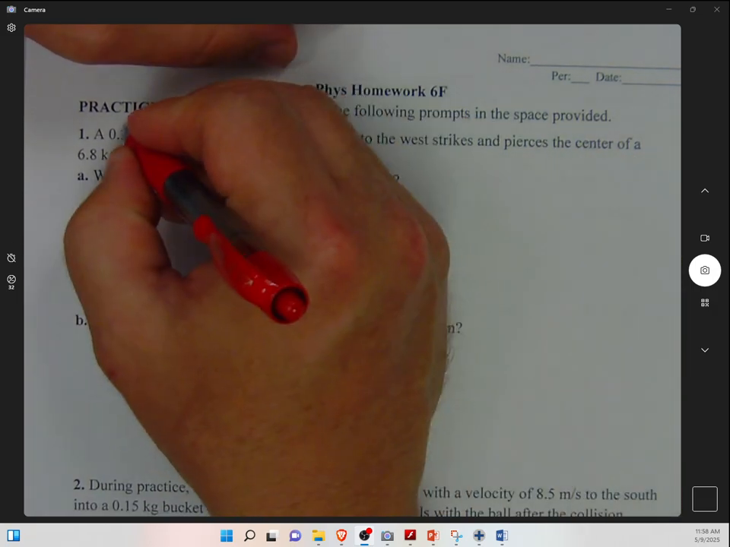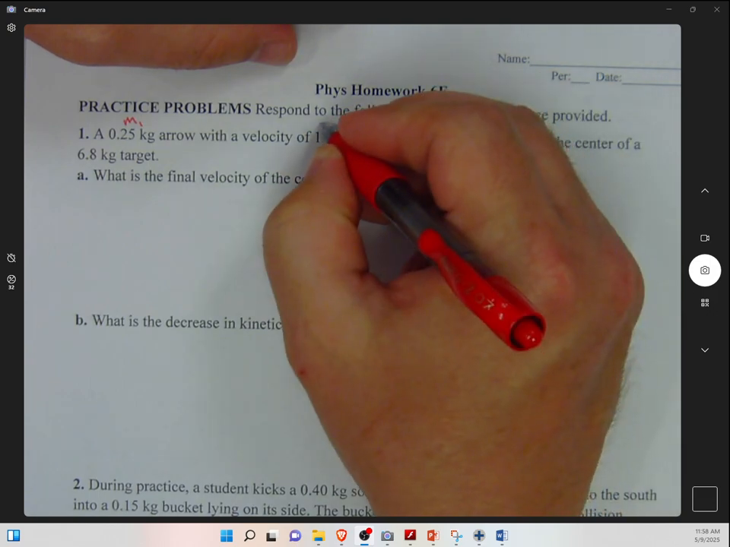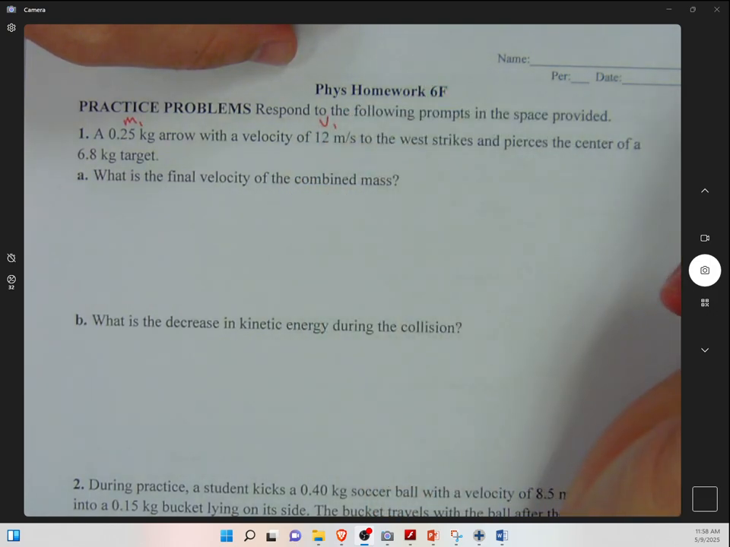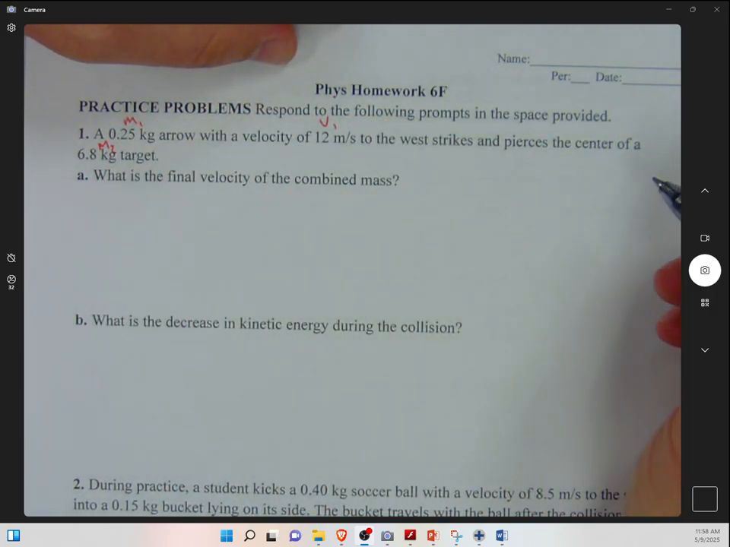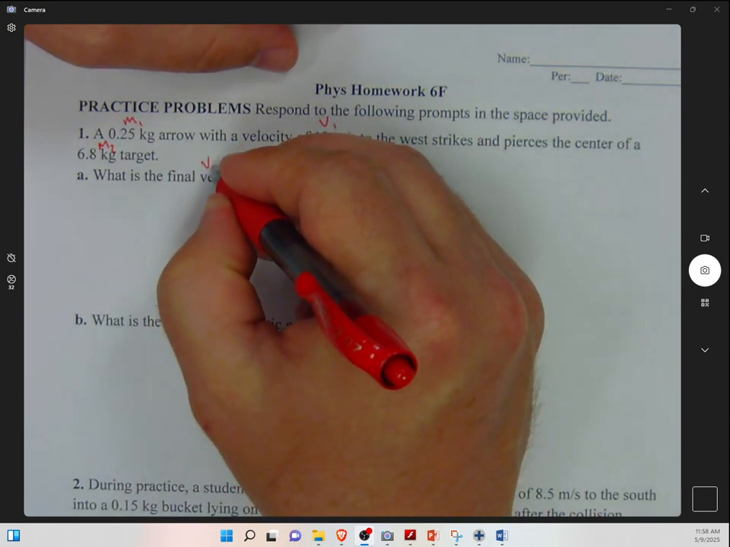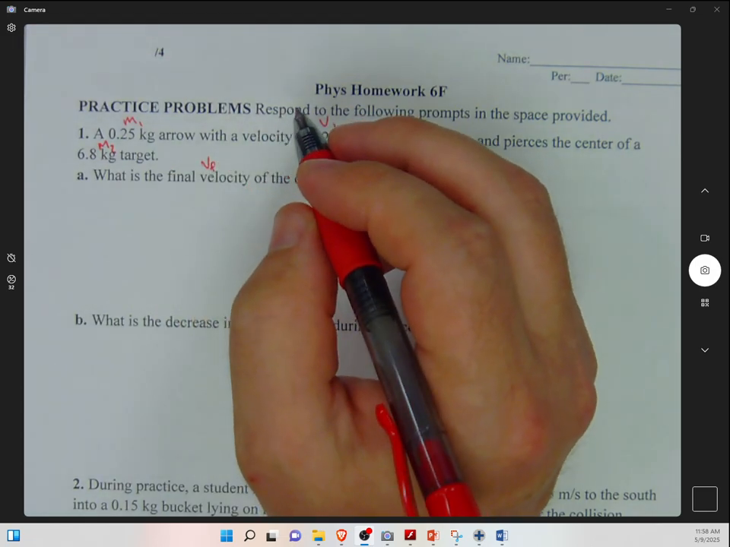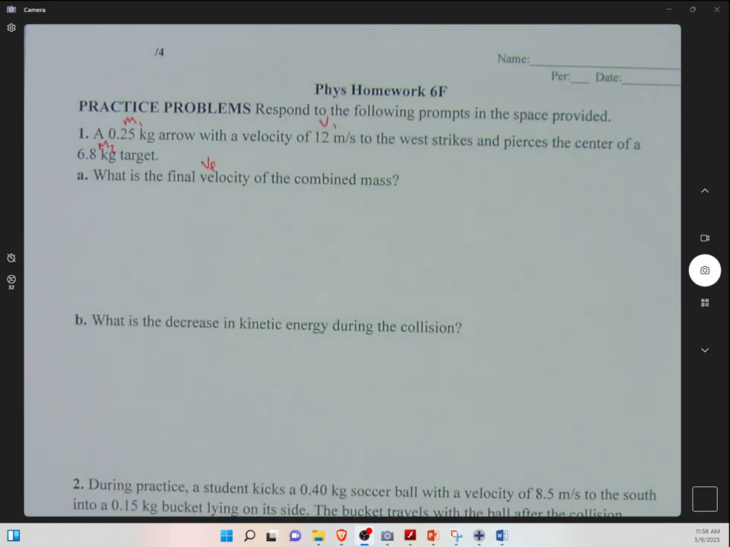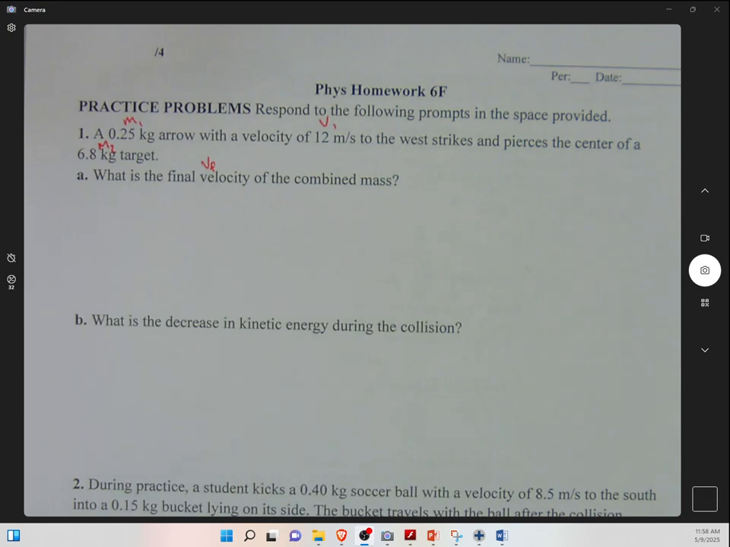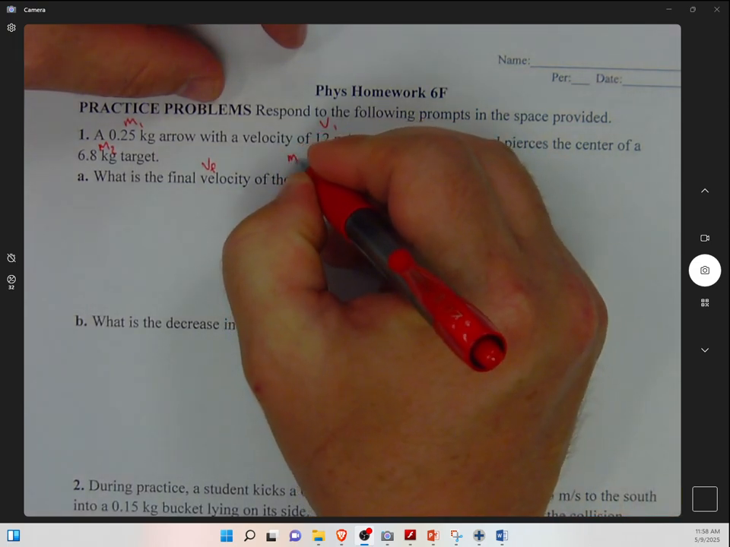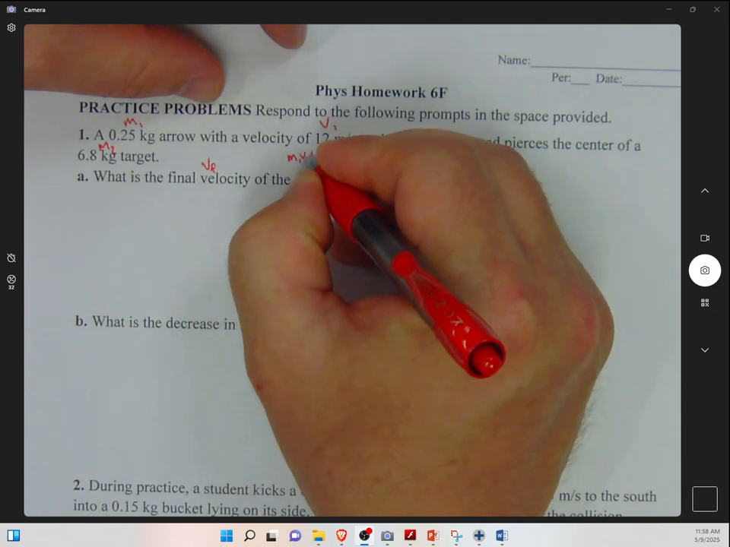Right, and so we have an M1, we have a V1, right? We have an M2, and we are being asked for the final velocity. So, we're finding the velocity of a combined mass in an inelastic collision, right? And so we know that we have this conservation idea.